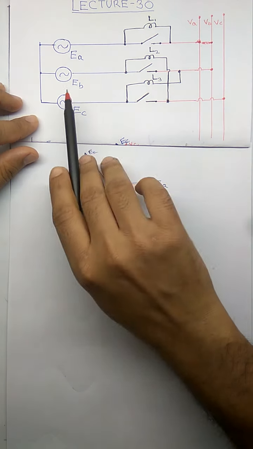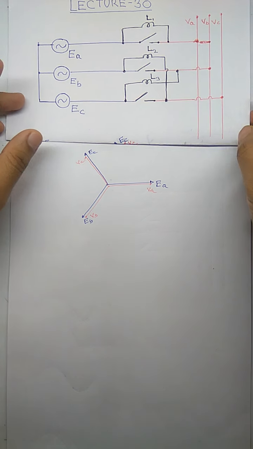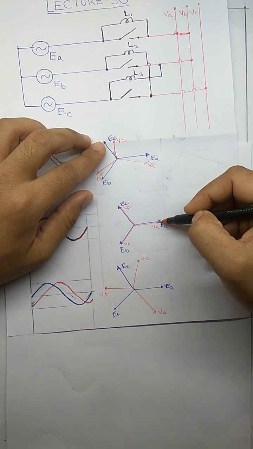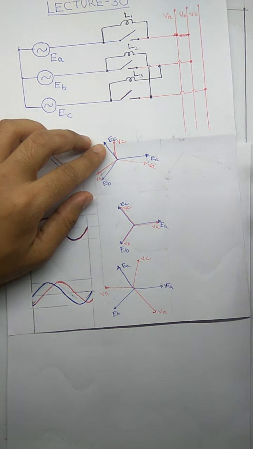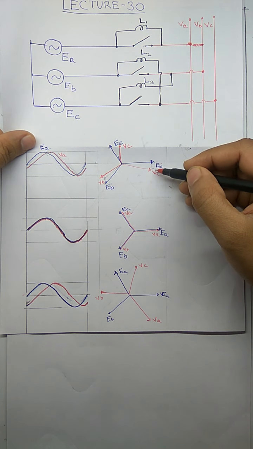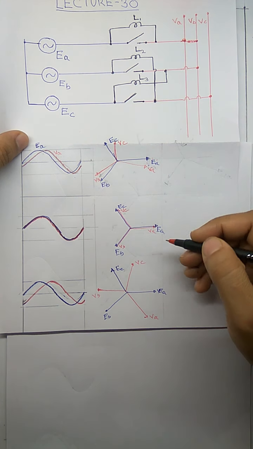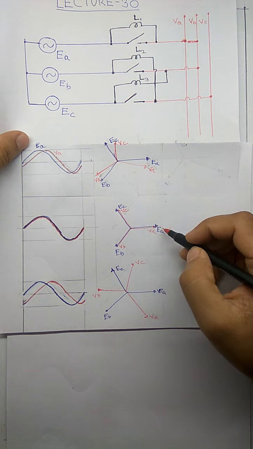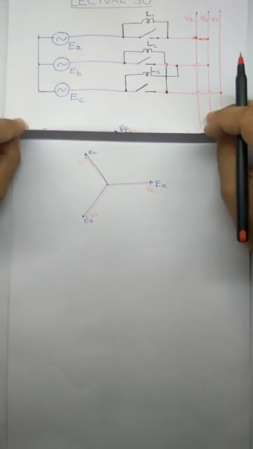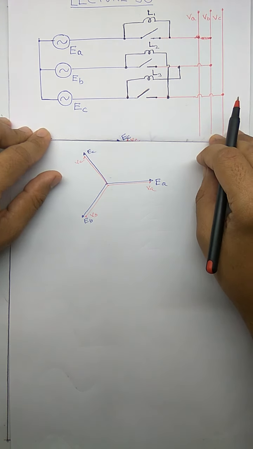At some instant, say that this frequency is not equal to this frequency, then the two phasors are continuously changing. At some instant it is like this, at some instant it is like this, at some instant it is like this. So the phasor relation between EA and VA is continuously changing. We are taking a particular instant of time when the situation is like this, that is EA and VA are in phase. So I have drawn the phasor diagram once again when EA and VA are in phase.